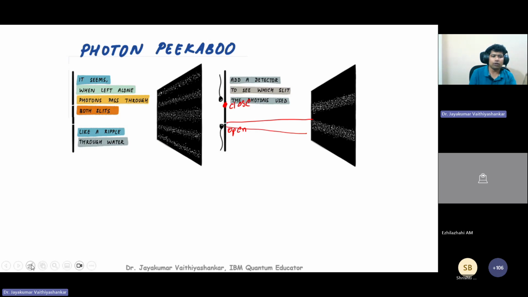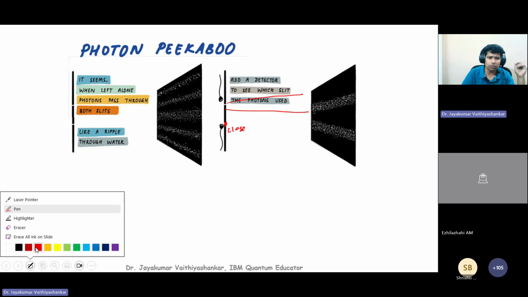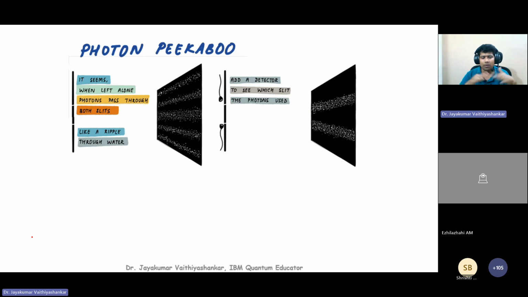Then you reverse this process. If you close this door and open this door, then close this and open that, you get this output. At one point of time you are opening only one door and closing the other door, so there is no interference happening. If there is no interference, you get a particle-like output. This is equivalent to water. This is equivalent to sand.